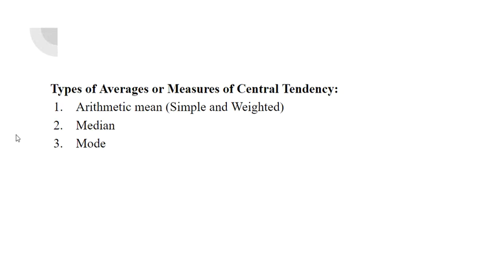So our next topic is types of averages or measures of central tendency. Following are the types: arithmetic mean, simple and weighted arithmetic mean, median and mode. We are going to discuss these topics in detail in the next video.